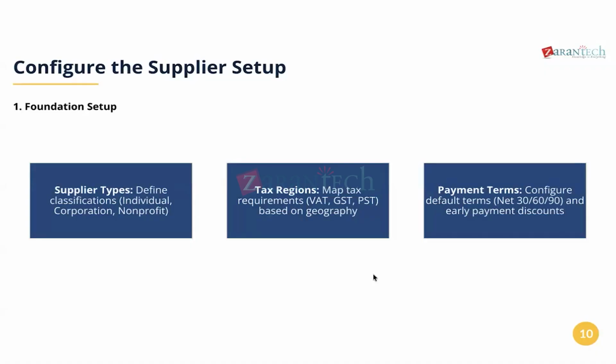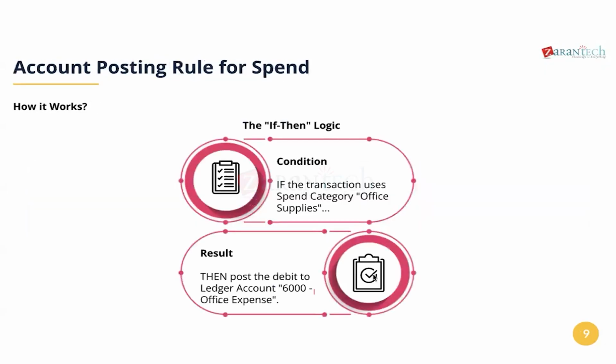So now, what is a supplier category? Supplier categories facilitate organization, searching, and reporting for the suppliers. We can have different supplier categories, for example, IT distributor, office supplies, or anything. And similar to spend category, when we were seeing the account posting rules, supplier categories can also be used as one of the dimensions in the account posting rules. So supplier category is one point.